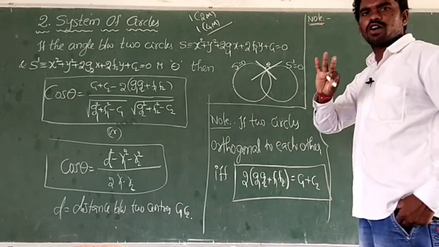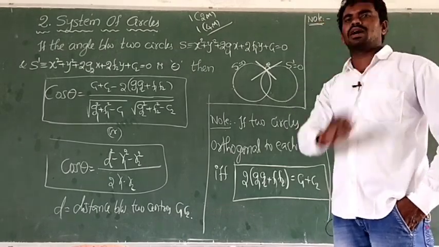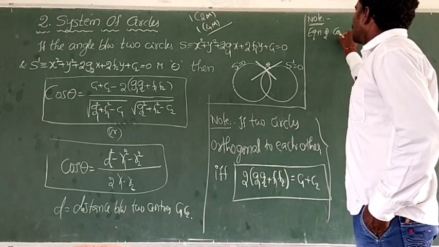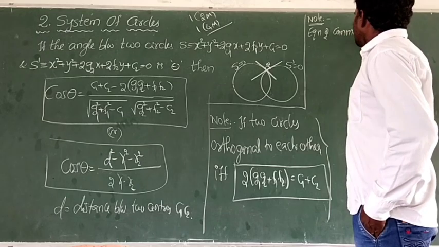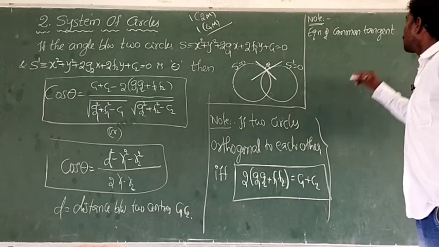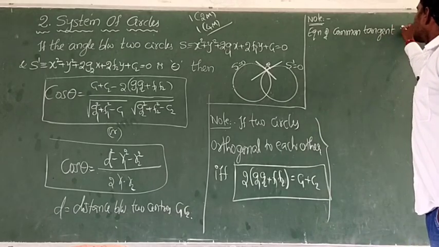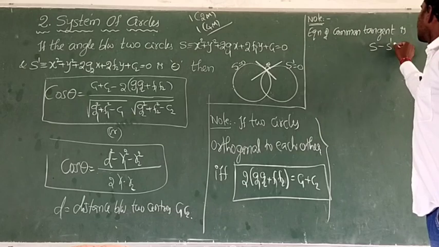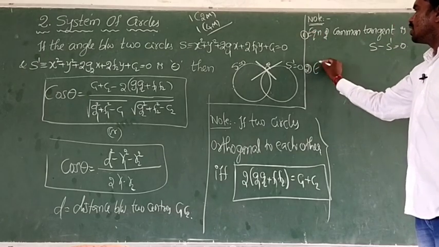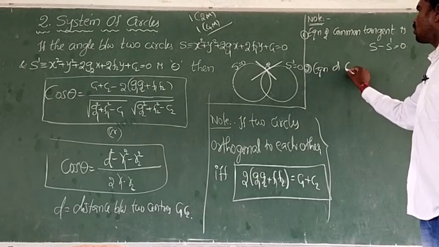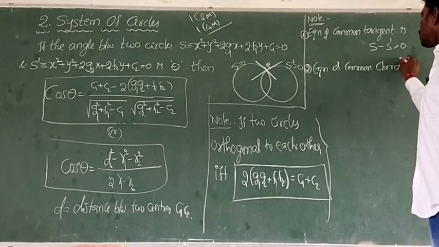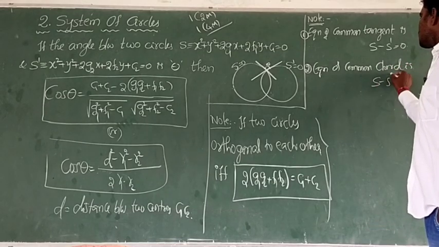Here I am going to give 3 formulas, 3 concepts, same formula. What is the equation of common tangent, first of all? Common tangent is s minus s dash is equal to 0. Okay, same formula. Next, equation of common chord also is s minus s dash equal to 0.